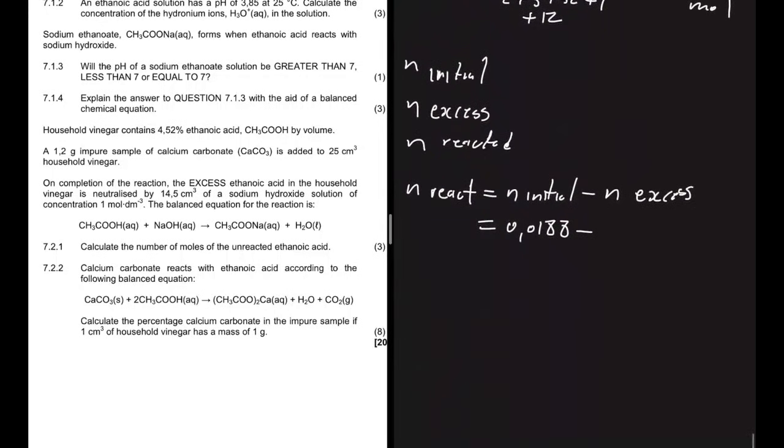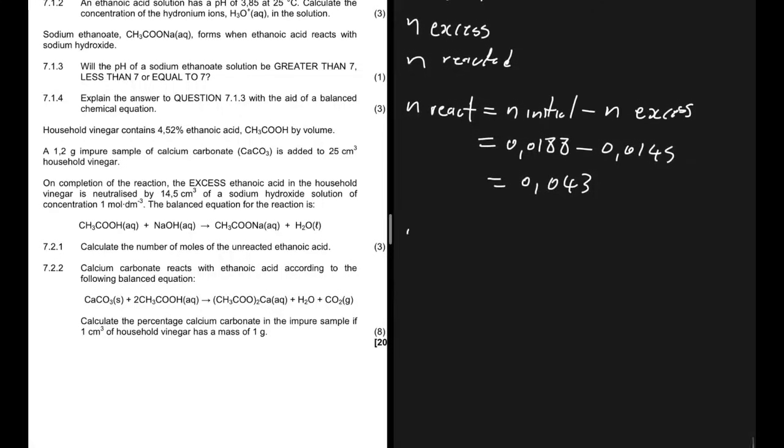That is 0.0145, and then let me put that in my calculator real quick. That is 0.043. So now we can determine the mass of the calcium carbonate, right?